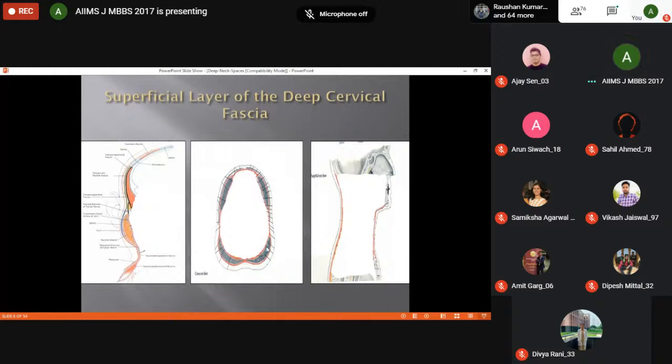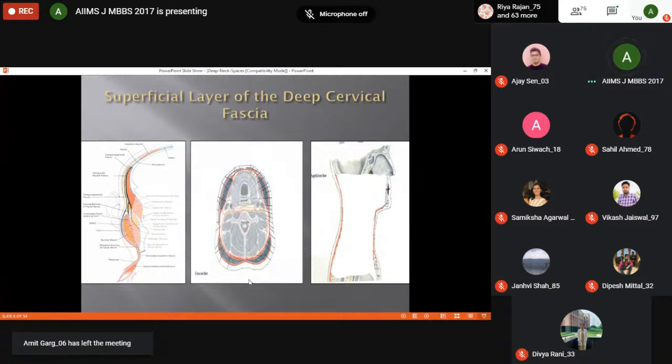Similarly here. It extends from the zygomatic process. This is the area of zygomatic process, ligamentum, and goes into the thorax and axilla. This is the extension of the superficial layer of deep cervical fascia, as you can all see.